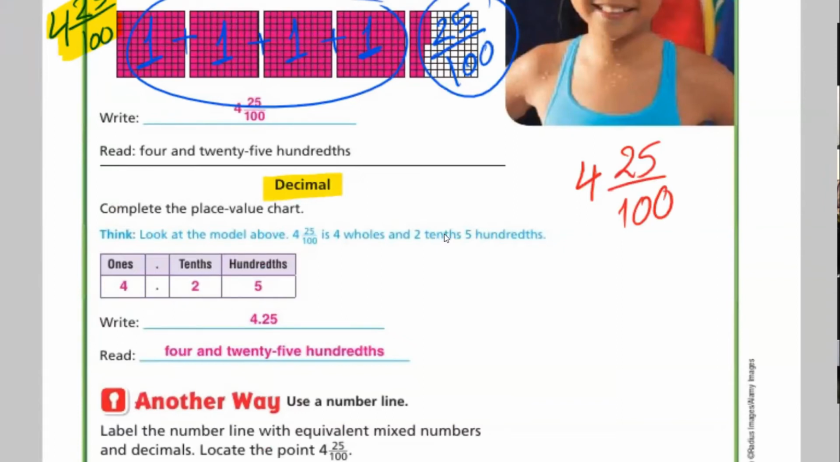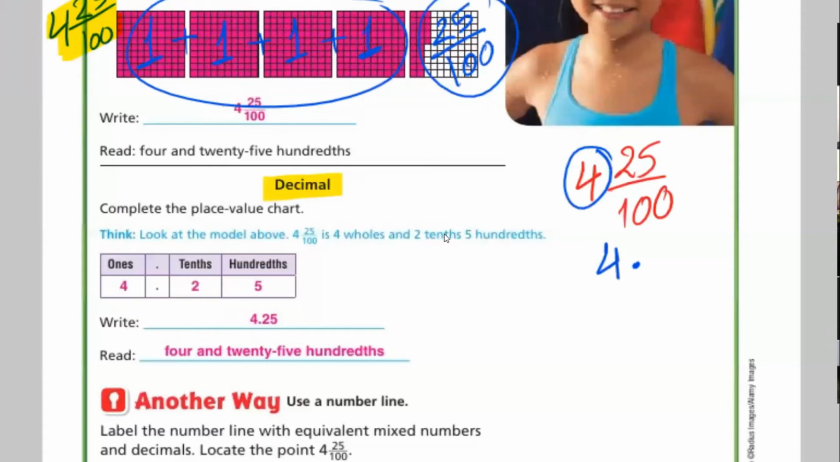As we said before in the previous lesson, first thing, we're gonna put the point. That's the first thing. After that, we're gonna check the whole number. What is the whole number here? 4. So we're gonna write 4 here.